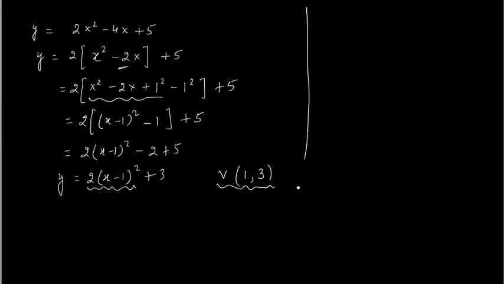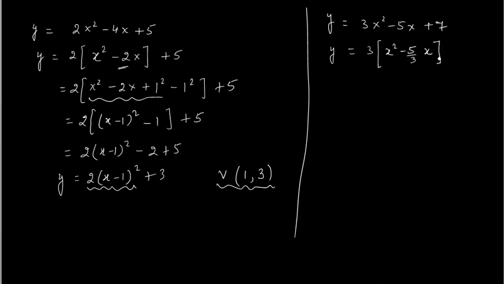Let us do the final example. Suppose we are interested in converting the quadratic equation 3x square minus 5x plus 7 into vertex form. Please take 3 common. So it can be written as 3 times (x square minus 5 by 3 times x) plus 7. Now do the same thing again.